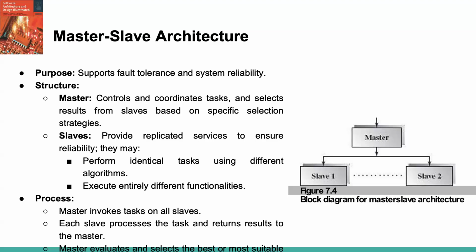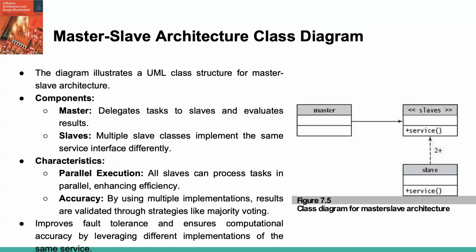This diagram illustrates a UML class structure for the master-slave architecture, showing how the components work together to enhance system reliability and accuracy. Components. Master. The master class delegates tasks to multiple slave classes and then evaluates their responses to select the best result. Slaves. Each slave class provides the same service but with a different implementation. This approach allows us to use various algorithms or methods, ensuring diversity in processing.